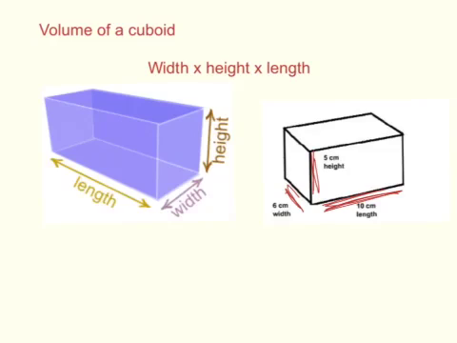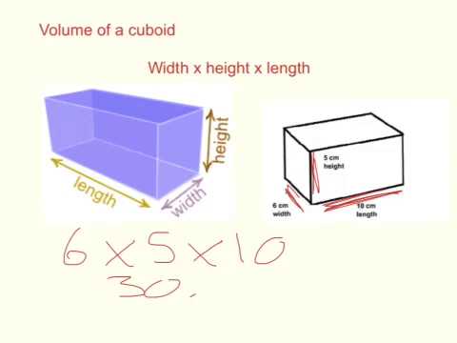And because this is a multiplication, it doesn't matter which order I do it in. I can do 6 times 5 times 10, I can do 5 times 6 times 10, 10 times 5 times 6. It makes no difference. So I'm going to do 6 times 5 times 10. 6 times 5 is 30, times 10 is 300.